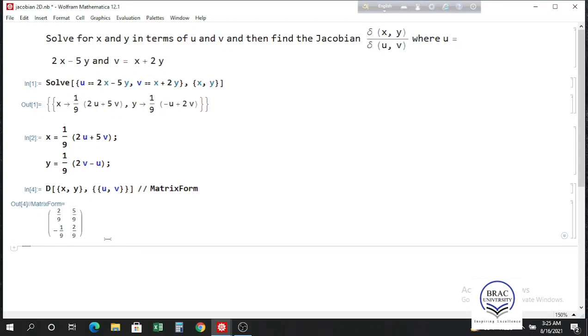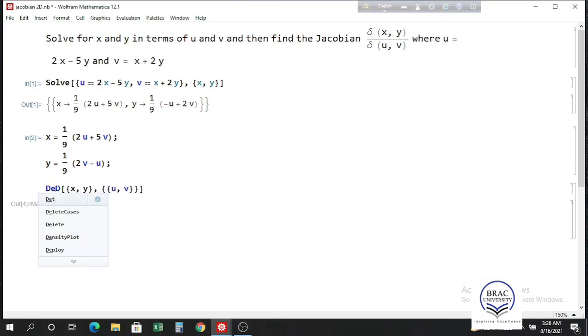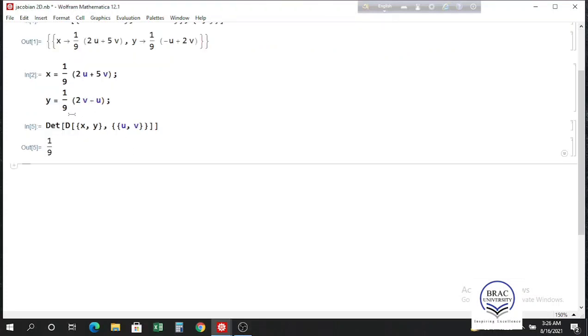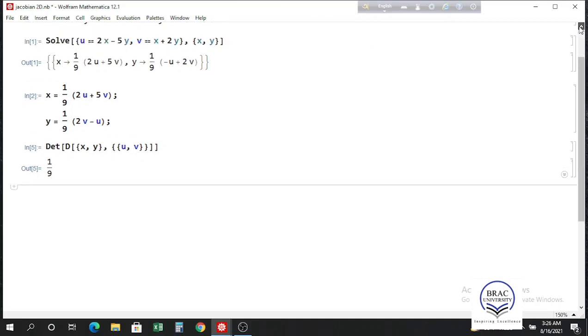So to find the determinant, I don't have to write the matrix form. So let's just delete the matrix form. We have to find the determinant. So write determinant Det with capital D, and give a square bracket, and inside the square bracket give the whole thing, and if you press shift enter now, we'll get the determinant of the matrix. So this is the Jacobian of our transformation.